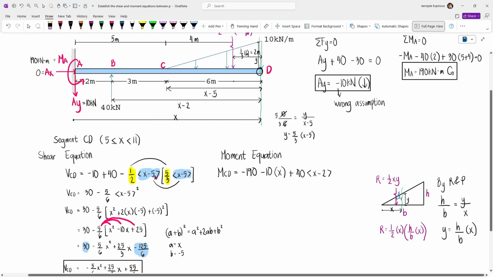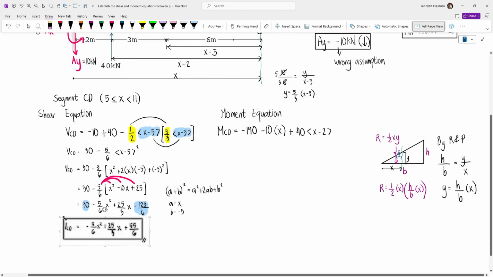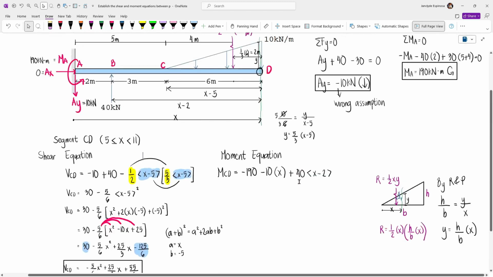For example, for this one, since we have X minus 5, we need to use pointed brackets. However, for the simplified shear equation, we're only going to use the limits that we have set, so from 5 up to a point just before 11. And so I hope that's clear.